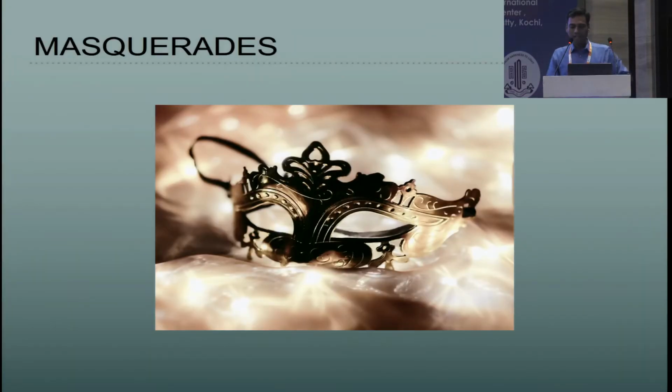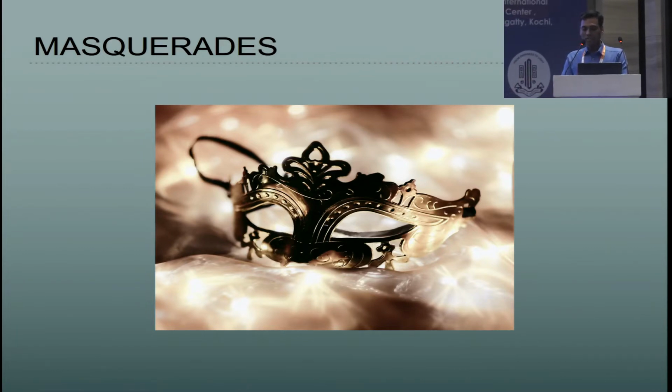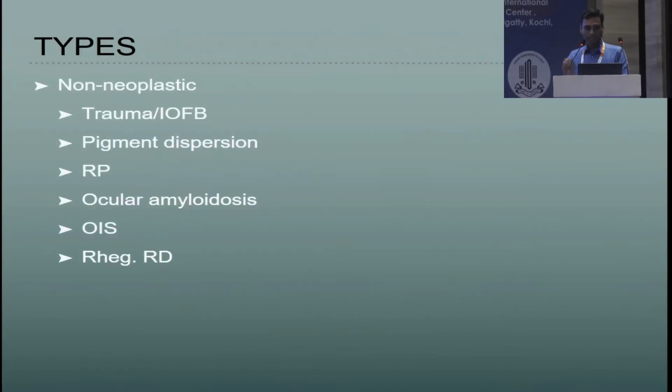masquerades are basically something that hides one's true identity. It's a pretense and it hides what lies beneath. So whenever you see a masquerade, there is something more than meets the eye. In the context of uveitis, the uveitis masquerade syndromes are systemic and ocular pathologies that manifest with intraocular cells, which are not secondary to inflammation. That is the bottom line.